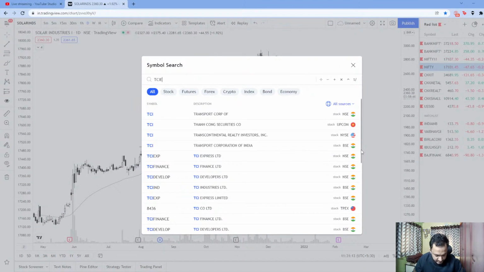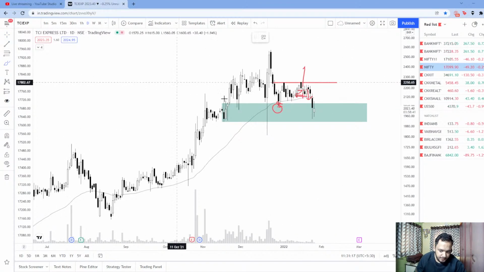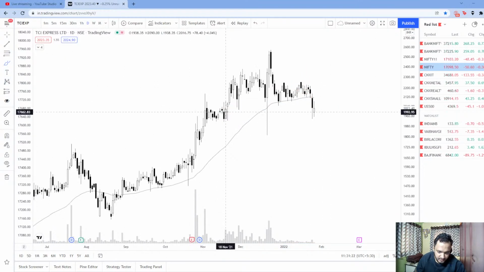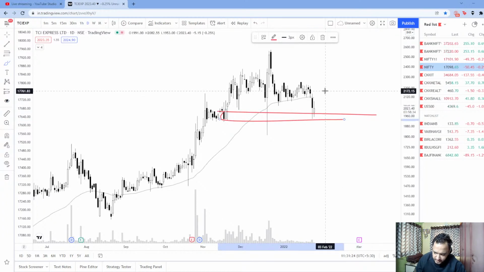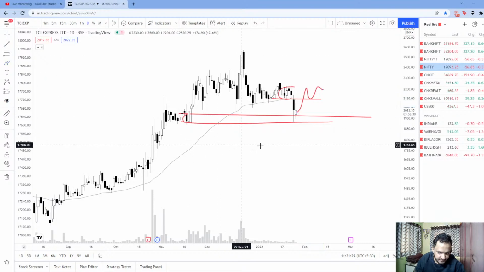TCI Express. All right. TCI Express again, nothing. This was the demand zone, it dipped down into demand. So now it has made a supply right here. The structure is ruined because of the market. So let this supply get taken out and then there will be something. Nothing yet.